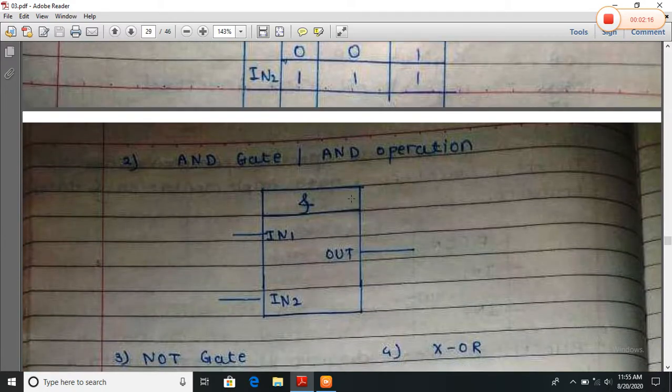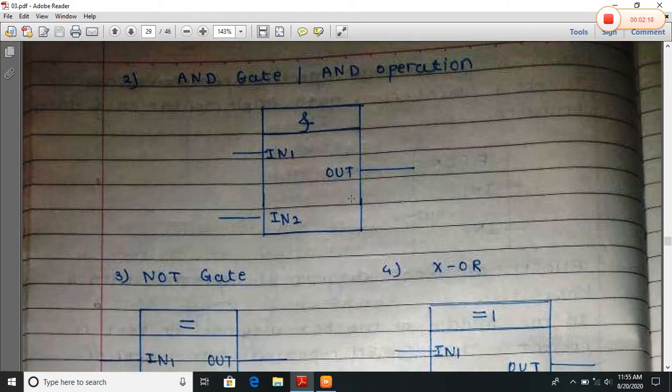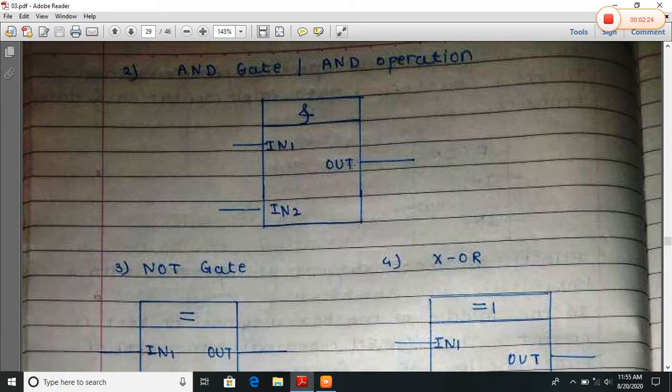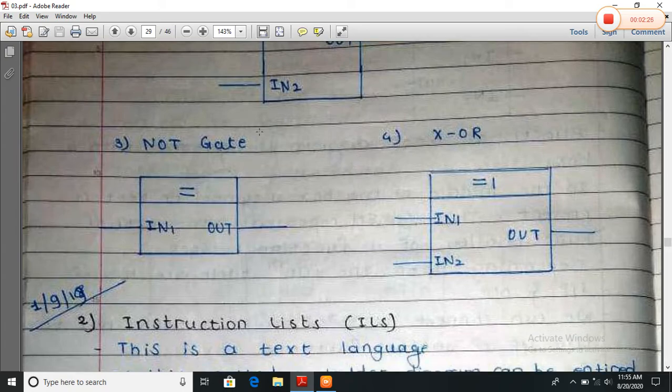Okay, now the AND operation. This is the symbol of AND, with 2 inputs and 1 output. This is a NOT gate, this is the symbol of the NOT gate. This is the symbol of the XOR gate.